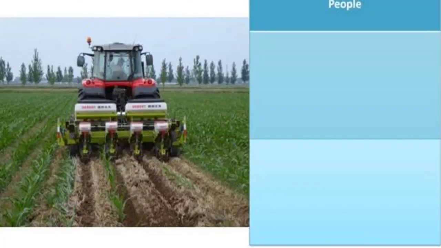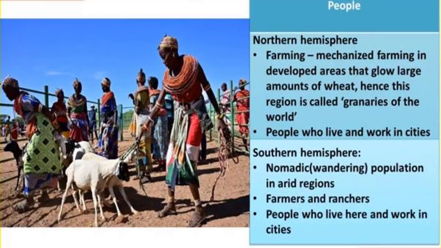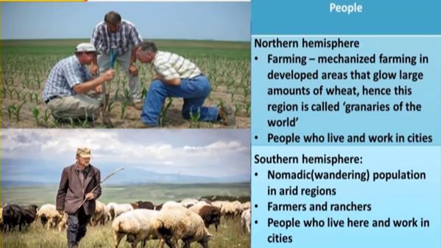People. Northern Hemisphere. Farming, mechanized farming in developed areas that grow large amounts of wheat, hence this region is called granaries of the world. People who live and work in cities. Southern Hemisphere. Nomadic wandering population in arid regions, farmers and ranchers, people who live here and work in cities.